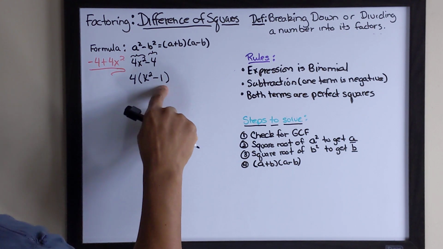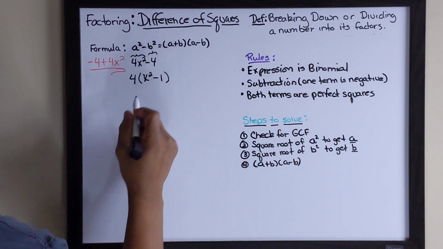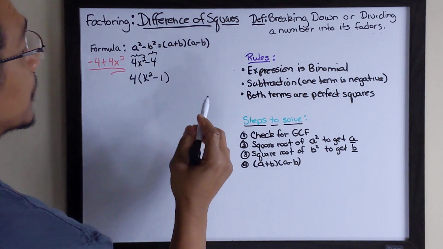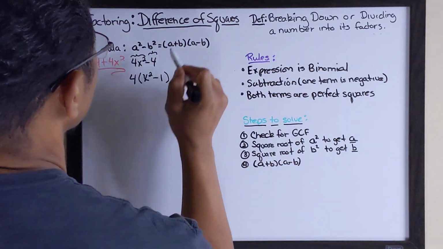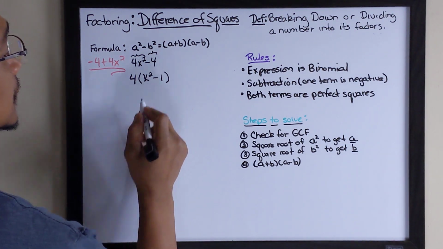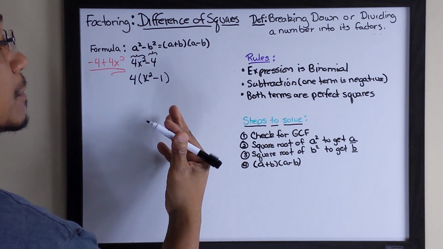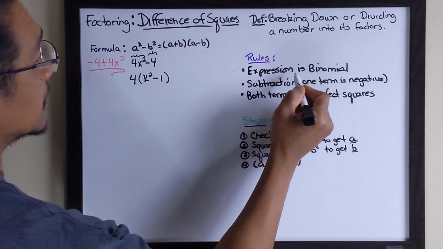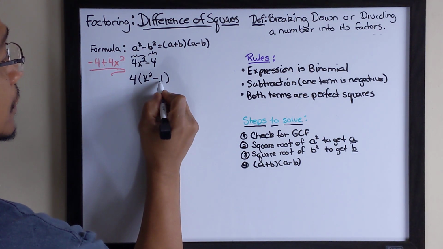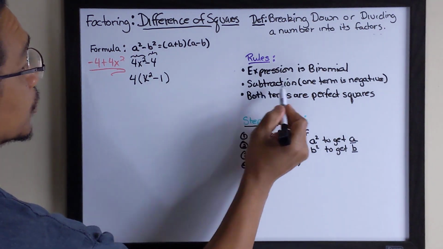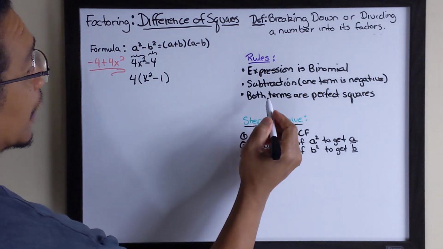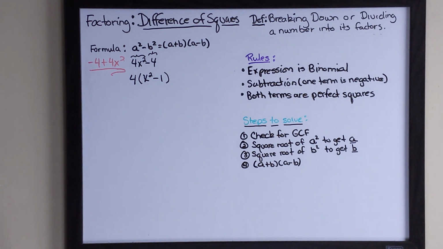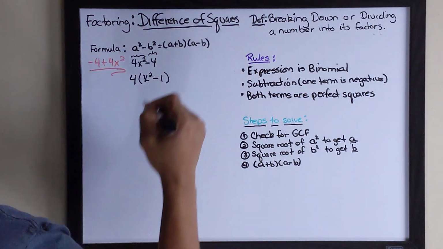So let's check and see if we can still factor what's inside the parentheses. In this case, it looks like we can, but let's check with the rules to make sure we can factor this using difference of squares. Sometimes what you get in the parentheses is either not factorable or it's factorable by some other method that we're not going to discuss here. But here, is the expression a binomial? I've got two terms here. The answer is yes. Is the expression a subtraction? Yes, it is. And are both terms perfect squares? x squared is a perfect square and 1 is a perfect square. So yes, we can use the difference of squares to solve this problem.